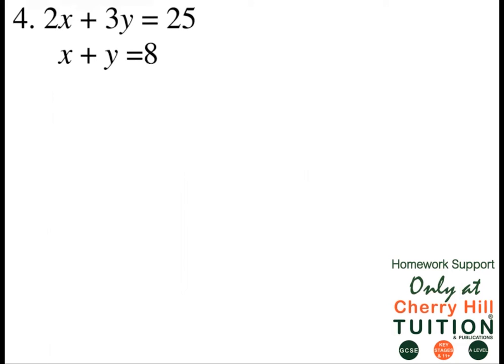Question 4. You will notice that the question numbers are not consecutive. This is simply because the questions refer to Cherry Hill specific material. But do not worry if you do not have access to this, as I am still going to cover the concepts in full. Okay, so question 4, we have 2x plus 3y is equal to 25. x plus y is equal to 8.